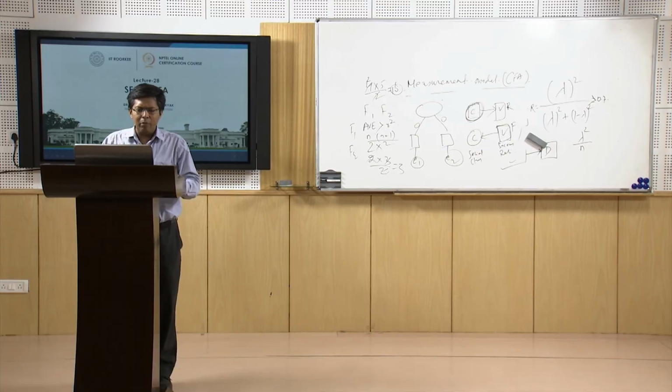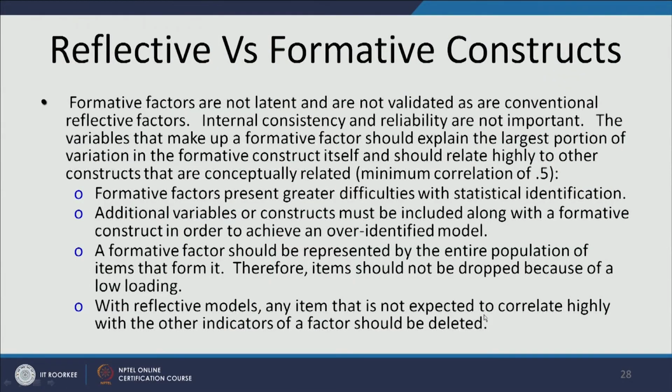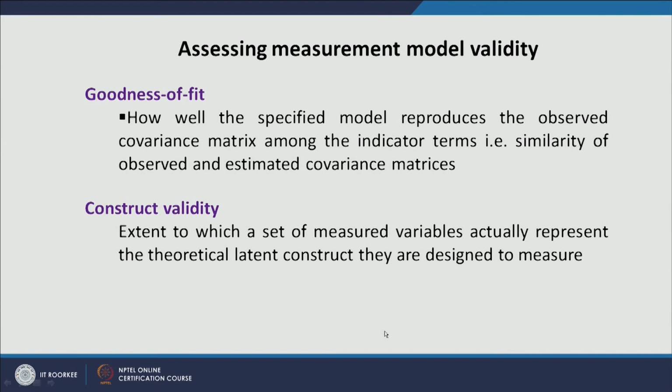With reflective models, any item that is not expected to correlate highly with the other indicators of a factor should be deleted. What is it saying? Any item that is not expected to correlate theoretically should be automatically deleted. Okay. Now, how do you check the model fitness?